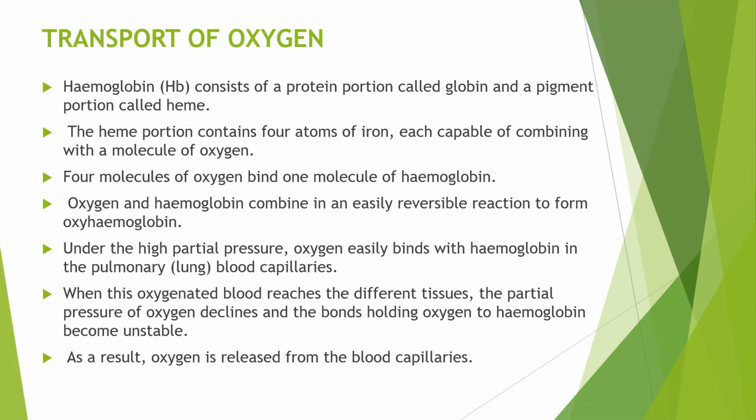The hemoglobin consists of a protein portion called the globin and a pigment portion known as the heme. The heme consists of 4 atoms of iron, each binds to one molecule of oxygen. So each hemoglobin can bind to 4 molecules of oxygen. Oxygen and hemoglobin combine in a reversible process.